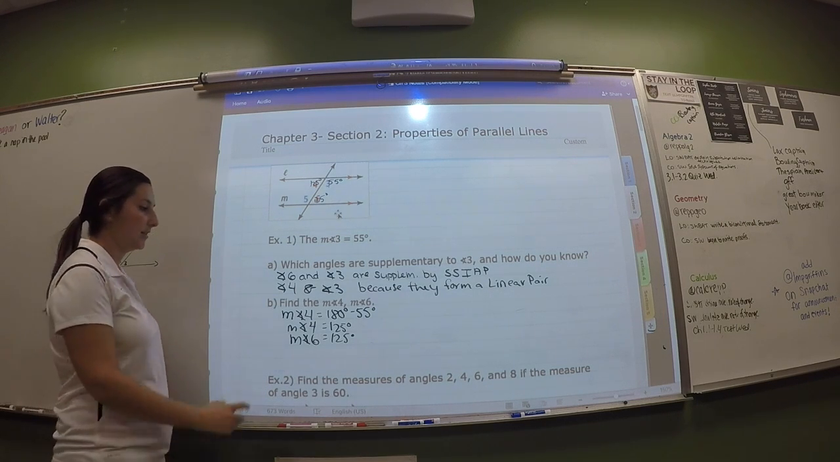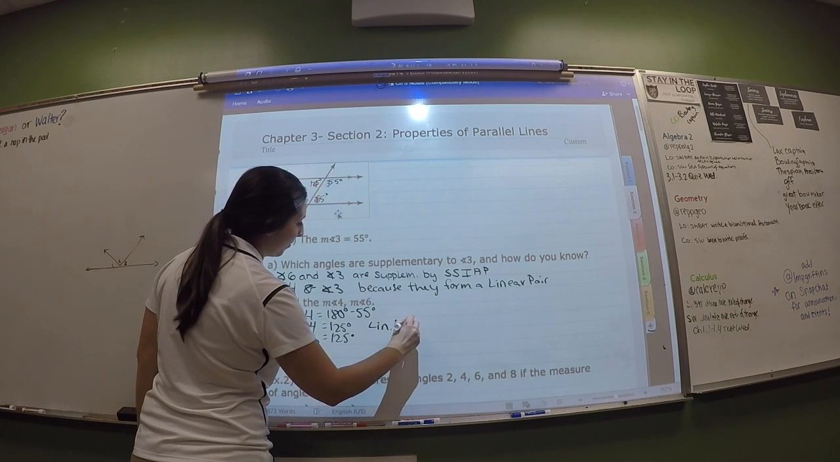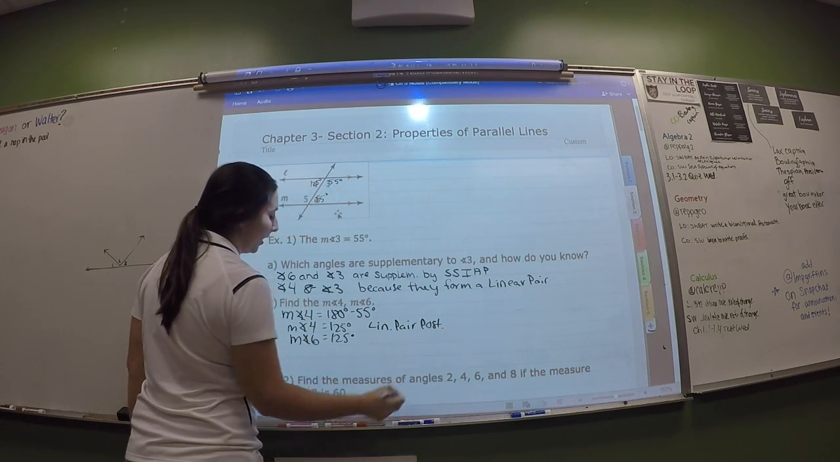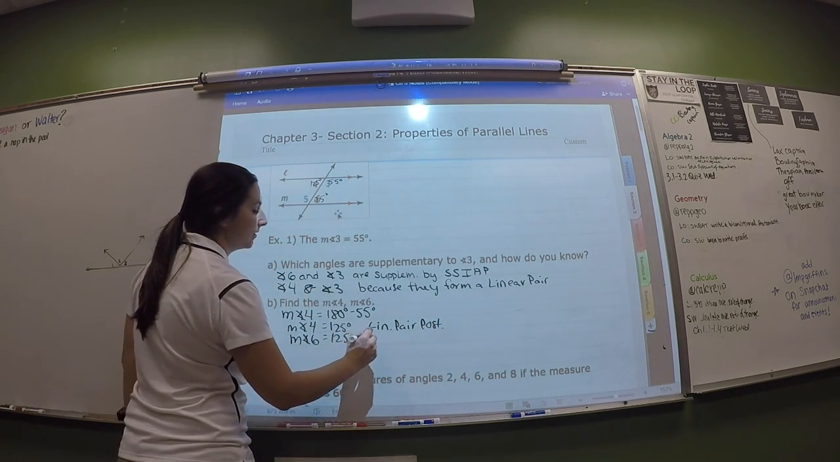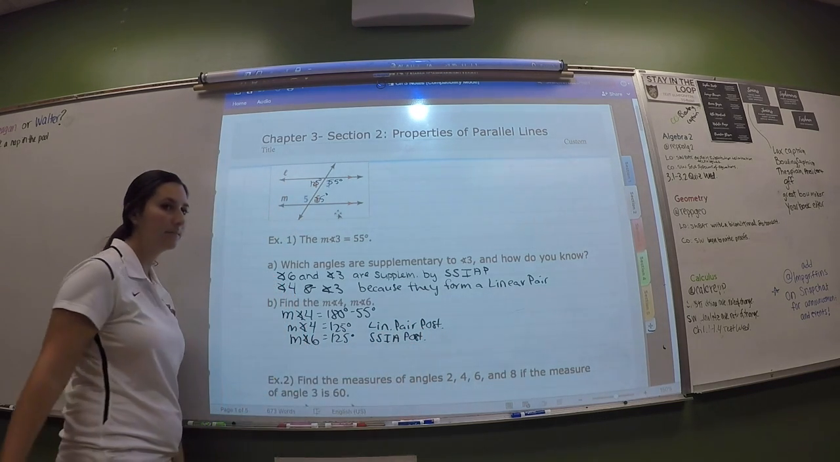So if you need a reason, for angle 4, this is the linear pair postulate, and this is the same side interior angle postulate.